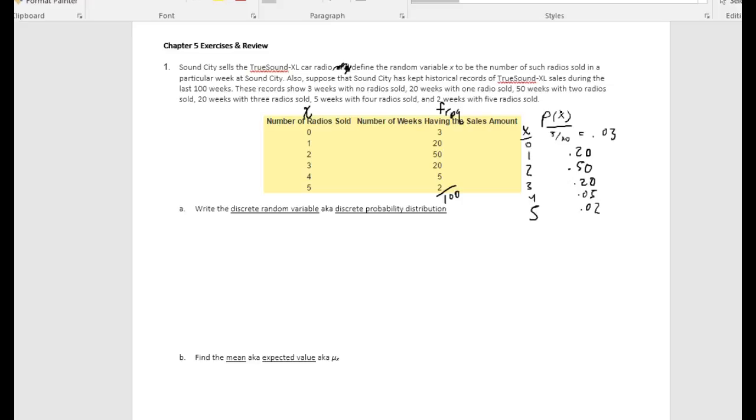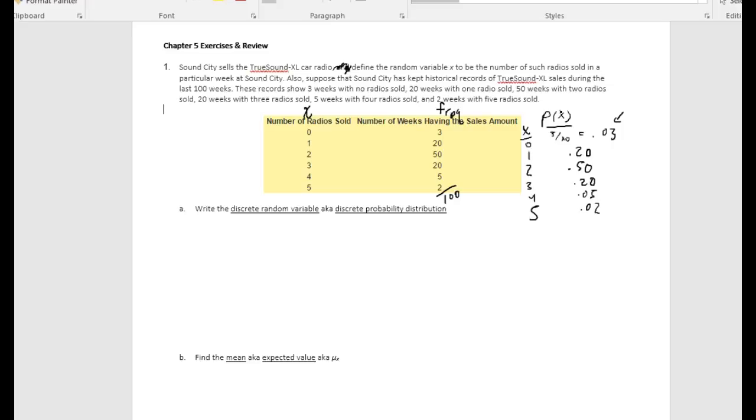So the likelihood of getting a week where no radios sell is 0.03. Likelihood of getting a week where one radio sells is 0.20. Likelihood of getting a week where exactly 2 radios sell, 0.50. So that's what we're looking at.